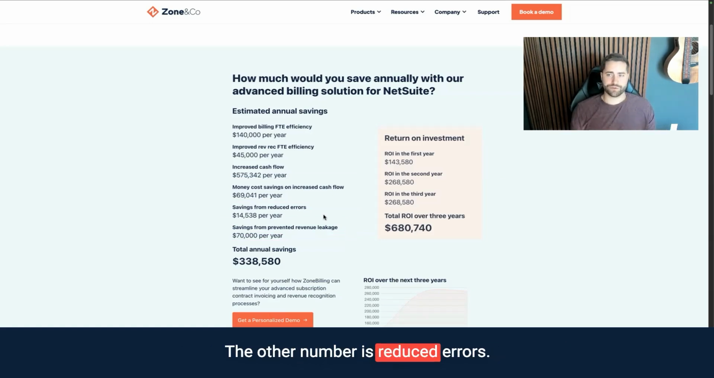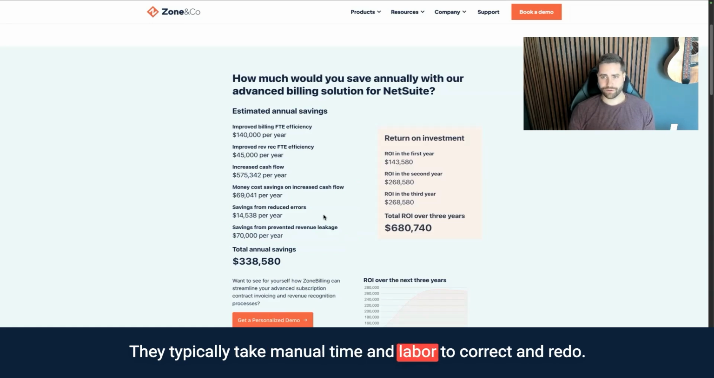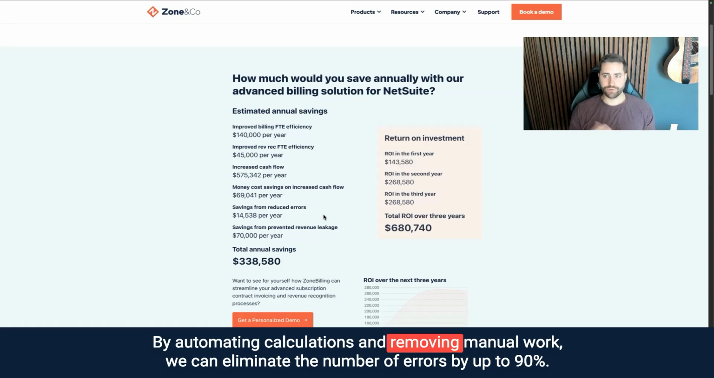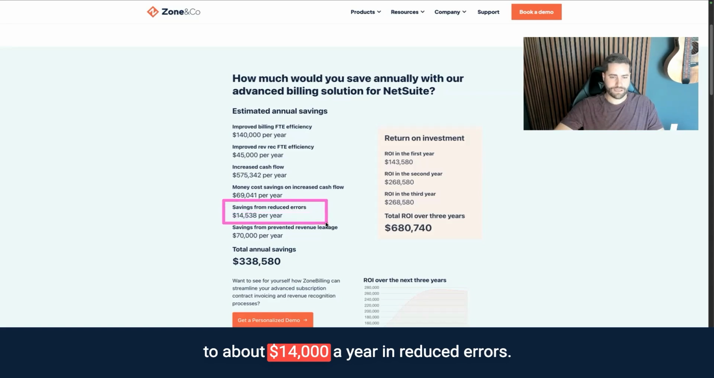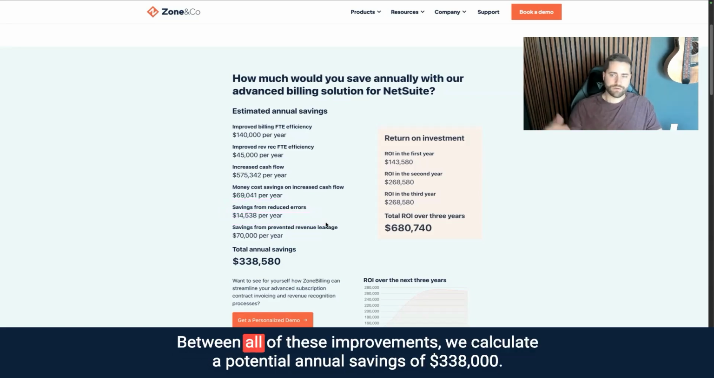The other number is reduced errors. Errors are costly. They typically take manual time and labor to correct and redo. By automating calculations and removing manual work, we can eliminate the number of errors by up to 90%. So for me, which has roughly 36 invoices a month that have errors on them, that equates to about $14,000 a year in reduced errors. Between all of these improvements, we calculate a potential annual savings of $338,000.